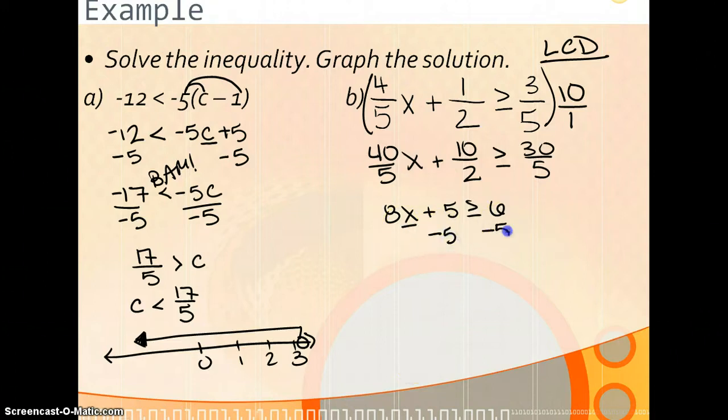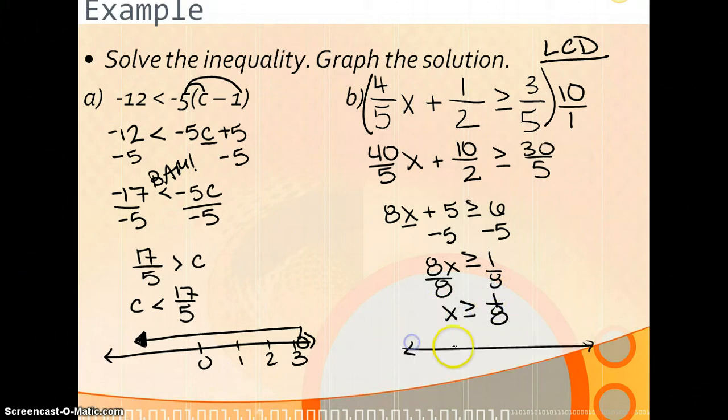So subtract 5 from both sides. That gives you 8x is greater than or equal to 1. Divide by 8, and you get x is greater than or equal to 1/8. And again, number line. 1/8 is closer to 0 than it is to 1. Closed dot, facing to the right.